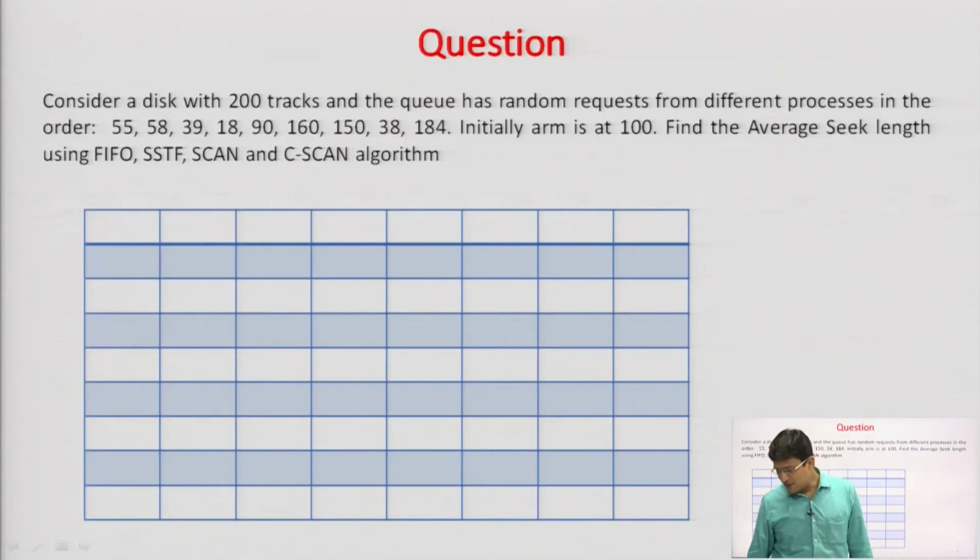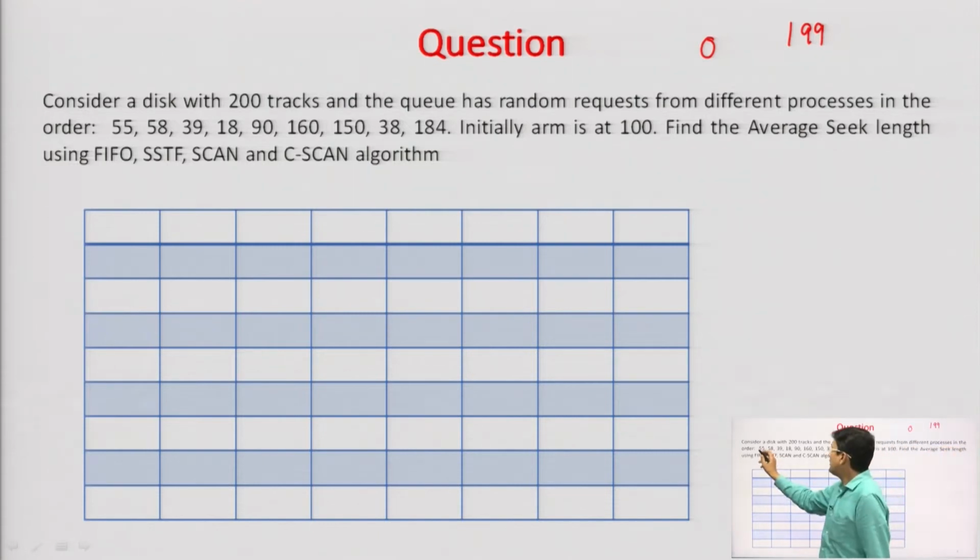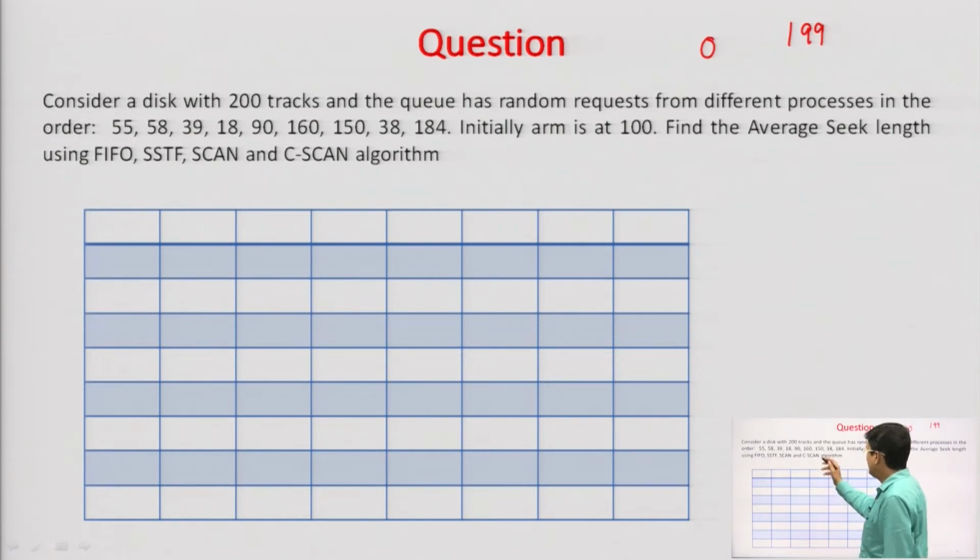So, depending on this we will see some of the numericals. First, take this numerical. It says a disk with 200 tracks. Usually when the disk is given and the tracks are specified, we number the tracks from 0. So, the minimum track number will be 0 and the highest track number will be 199. The queue has random requests from different processes in the order 55, 58, 39, 18, 90, 160, 150, 38 and 184. Initially the disk arm is at 100. Using the FIFO, SSTF, SCAN and C-SCAN algorithms, you have to find the movements.